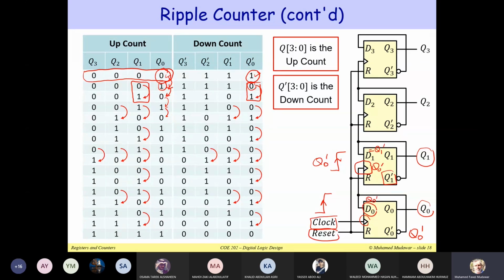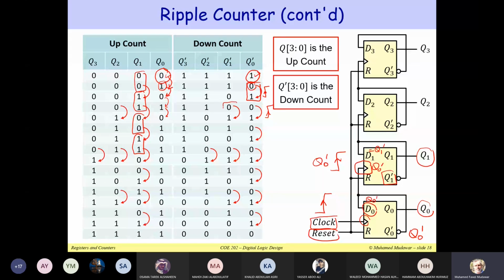But this will happen every 2 cycles, not every cycle. Maybe I need to clean this up to show you that this is really happening every 2 cycles. So here we have 0, 0, then 1, 1, then 0, 0, then 1, 1. So every 2 cycles, we are changing Q1. This is because Q0 prime is jumping from 0 to 1 every 2 cycles. So this is the rising edge of Q0 prime.